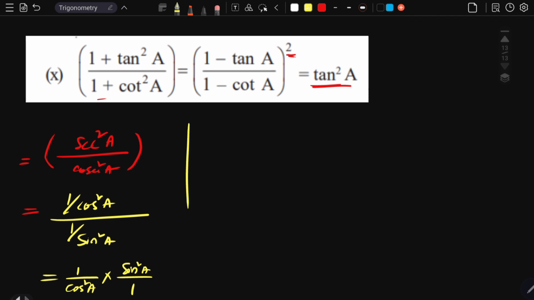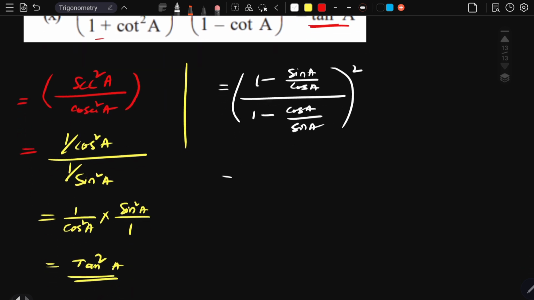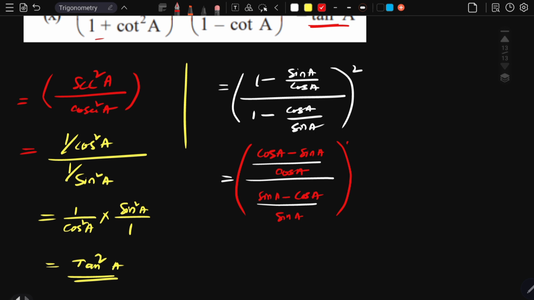Condition number 2 has 1 minus tan a. 1 minus tan a we write as 1 minus sin a divided by cos a. In the denominator, 1 minus cot a we write as 1 minus cos a divided by sin a. Together having the square, which can be taken with LCM in numerator and denominator separately. By taking LCM in the numerator, cos a, we get cos a minus sin a. In the denominator sin a is the LCM, so I get sin a minus cos a, both having square.